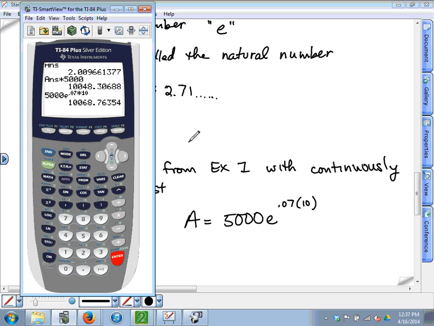So, yeah, you're going to have a calculator with you for doing this assignment at all times, and you're going to have to know how to use your calculator. But that's pretty much it. Round it to the nearest hundredth.